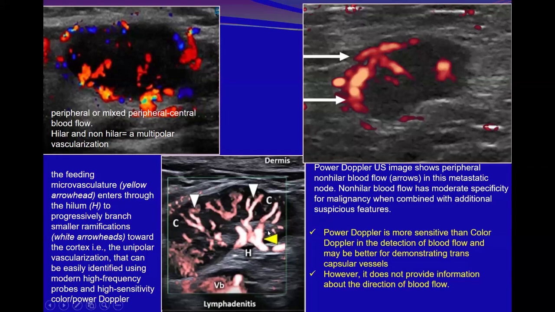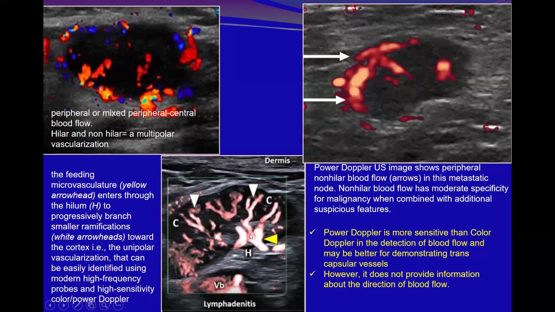But here we can see, can you see the hilar vessels? And you can see these branchings, okay? The microvascularity, the microvascular technique. Do you remember at the beginning of the lectures, we mentioned that there is a new technique, the microvasculature technique, that enhances the visualization of small vessels. And here we can see the vessels entering through the hilum, and these are progressively smaller branching, okay, seen toward the cortex.